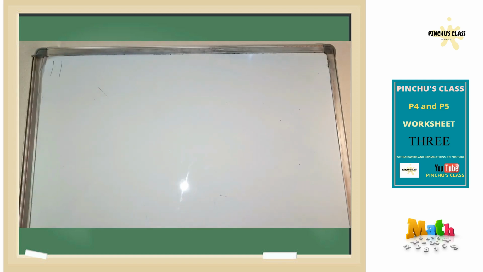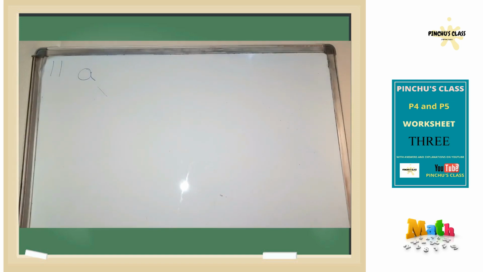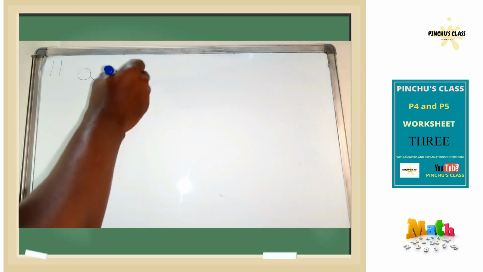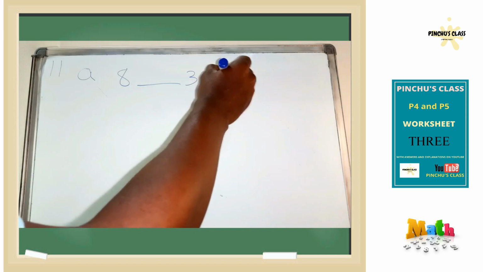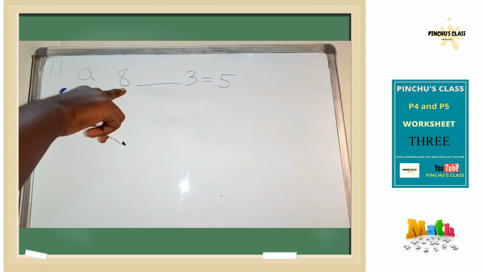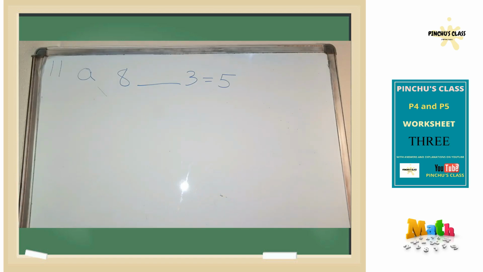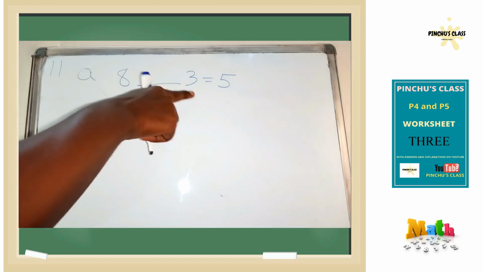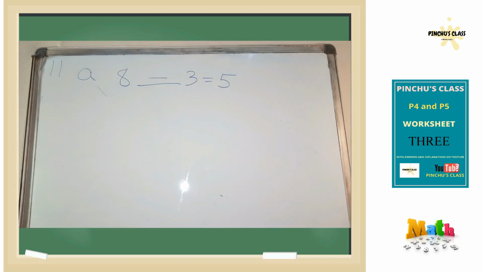Let's go to number 11. Now number 11, they have given us those operation signs, and we're going to use them to complete the statements. So part A, we have 8 dash 3 equals 5. First of all, you need to ask yourself, what are we going to do with 3 on 8 to get 5? When you look at that, you realize that we're going to get 8 minus 3, and that will give us 5. So the answer here is going to be minus.